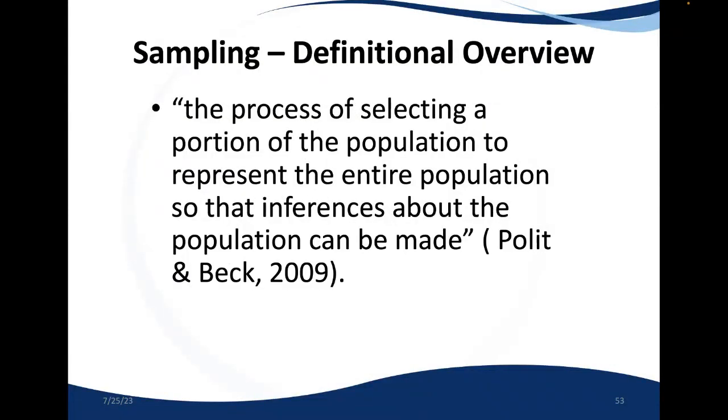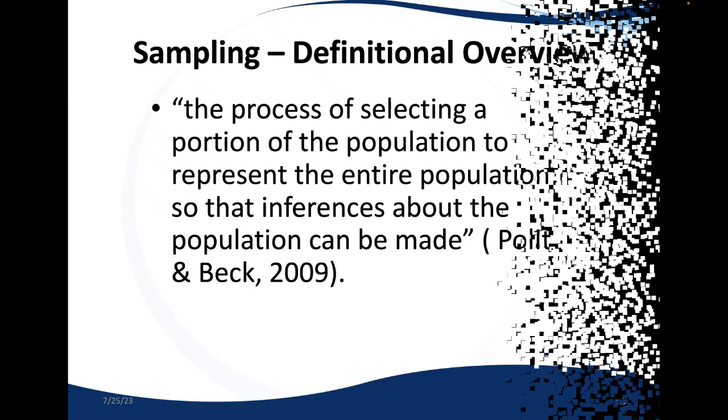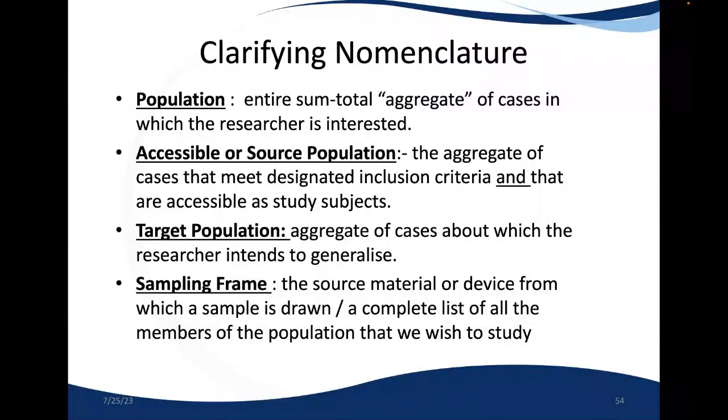So sampling is a process of selecting a portion of the population to represent the entire population so that inferences about the bigger population can be made. And in that, there are some key terms that we need to know. And these key terms are important, particularly for you when you write your proposal and you are preparing your proposal under the section that's called sampling strategy or your sample development plan. You must familiarize yourself with these terms because we expect to see them. We expect you to utilize them.